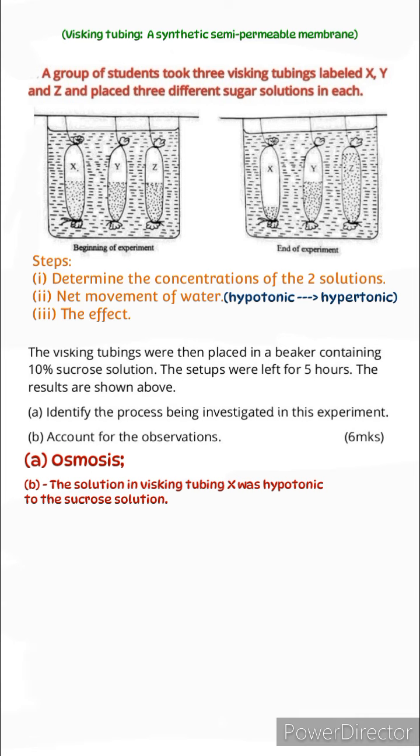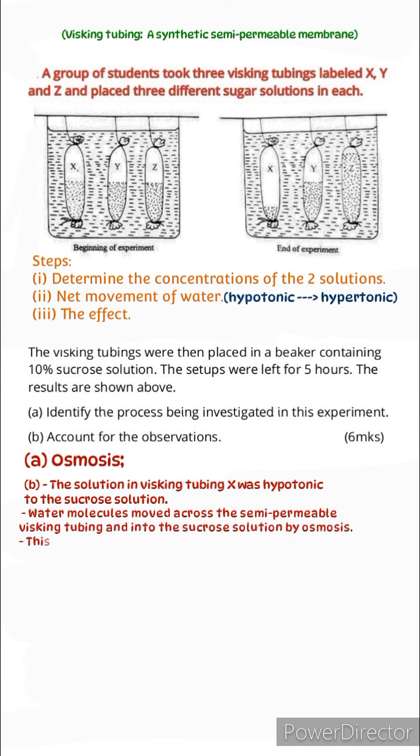Next step, movement of water molecules. Water molecules will move across the semi-permeable whisking tubing and into the sucrose solution by osmosis. Always mention that the net movement of water molecules is a result of osmosis. Now the last part, what is the effect of this? It leads to a decrease in the level of solution in the whisking tubing. And there we have it.